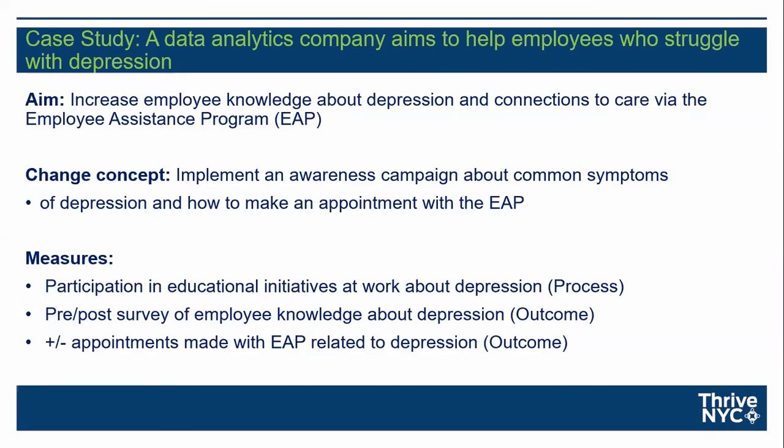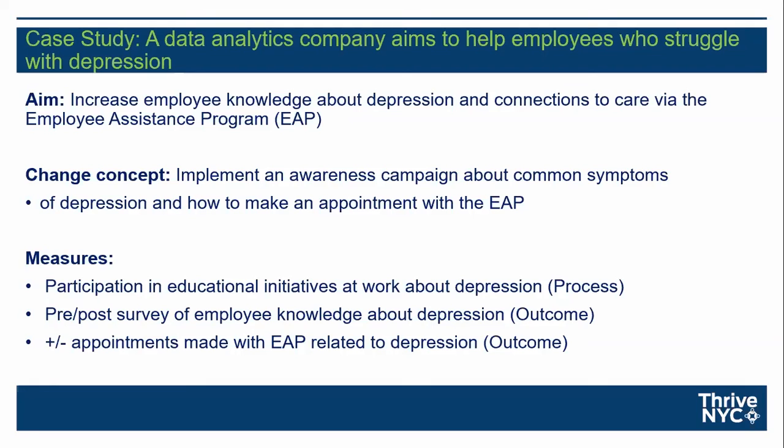So let's look at what is the aim. Let's get more specific, breaking down from that goal. The aim that they've decided on is to increase employee knowledge about depression and connections to care via the Employee Assistance Program. So how will they know if they are successful? What are the measures that they're going to look at?